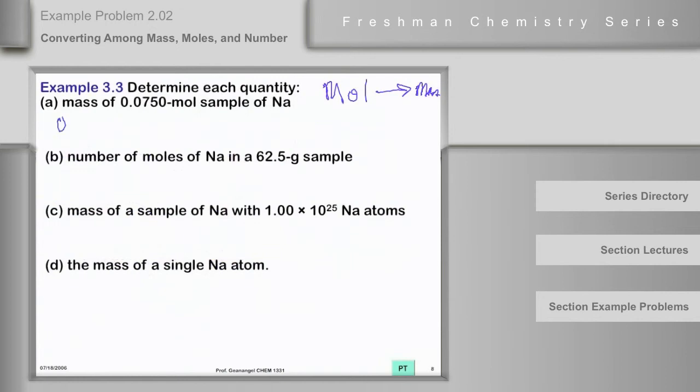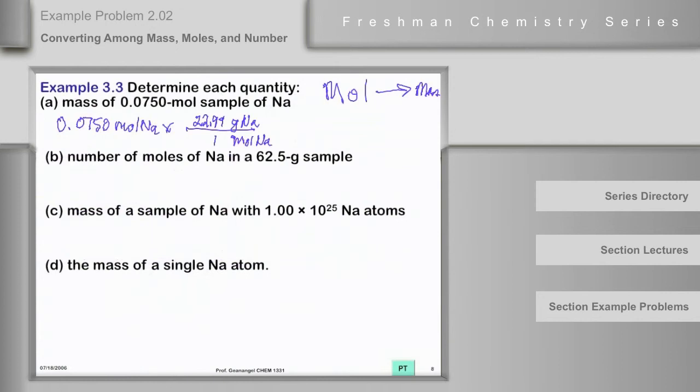So we will start with 0.0750 moles of sodium, and we're going to multiply by a factor that has moles of sodium, grams of sodium over moles of sodium. My pen is acting a little funny this morning. So that, from what we saw in the previous slide, was 22.99 grams of sodium per 1 mole.